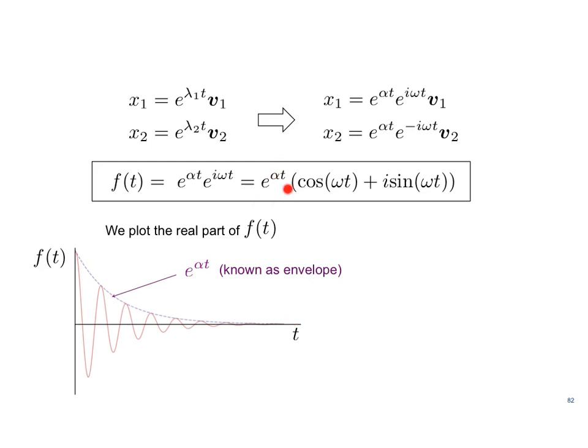So this envelope, which is somehow governed by the real part of the eigenvalue, is the one that will tell us if the oscillation is going to grow or decay. Or in other words, it's going to tell us if the fixed point associated with these eigenvalues is stable or not. So in this case, we can recognize that this is a decaying function, therefore this is the actual situation we have.